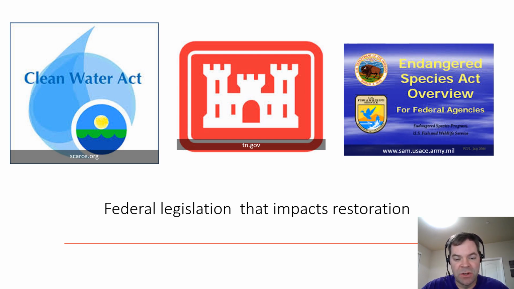There's the Army Corps of Engineers that regulates dredge and fill in navigable waters of the U.S. through their 404 permit. That permit is required for any project that fills or dredges or impacts wetlands or aquatic systems. And then there's the Endangered Species Act that protects endangered species and prevents actions from restoration projects that could negatively impact any endangered species that's found on the site.